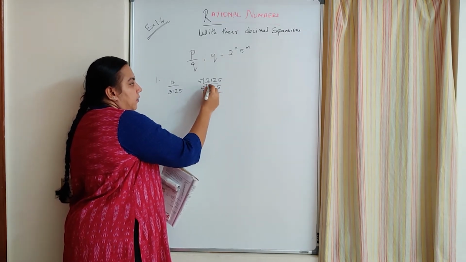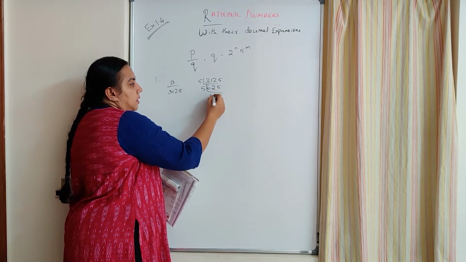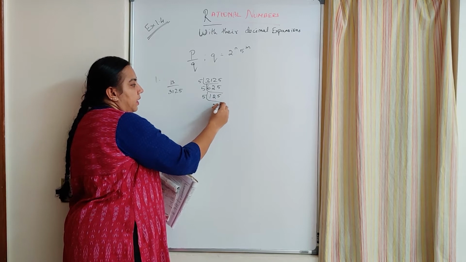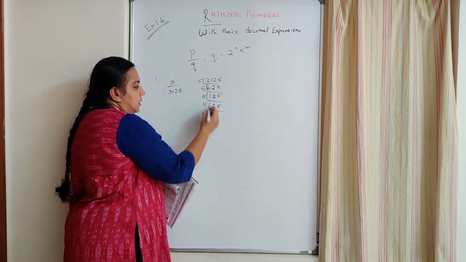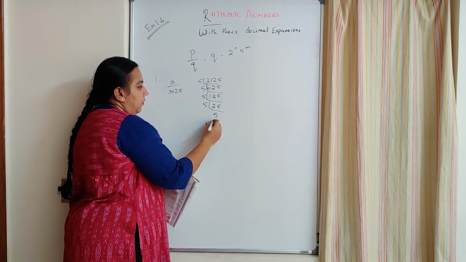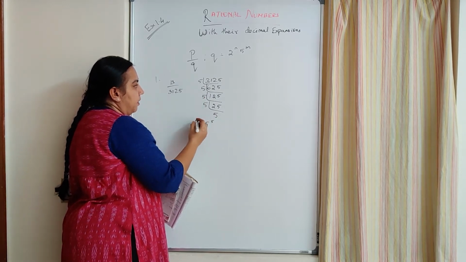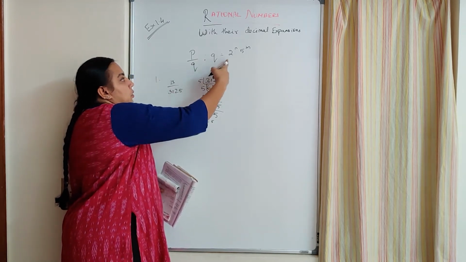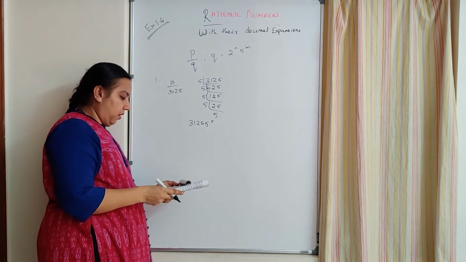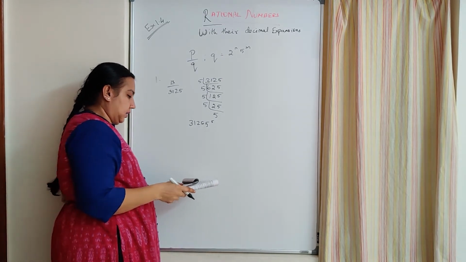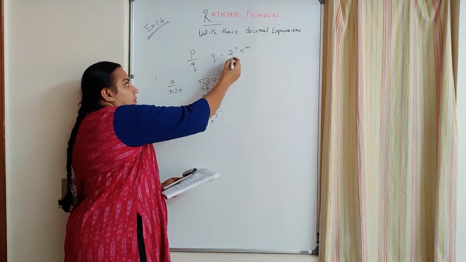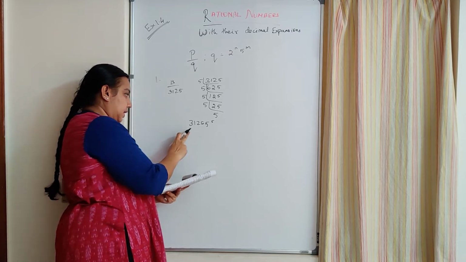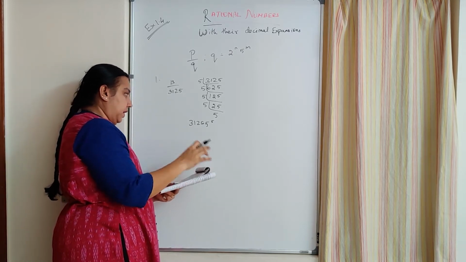So 5. Again I am going for 5 with 5. 1 time, remainder 2 times, 25, 5. Again with 5, 2 times, 25, 5. 5 and 5. So this number can be written as 5 power 5. 1, 2, 3, 4, 5. So 3125 can be written as 5 power 5. I said it should be possible for us to write Q in the form of 2 power n, 5 power m.